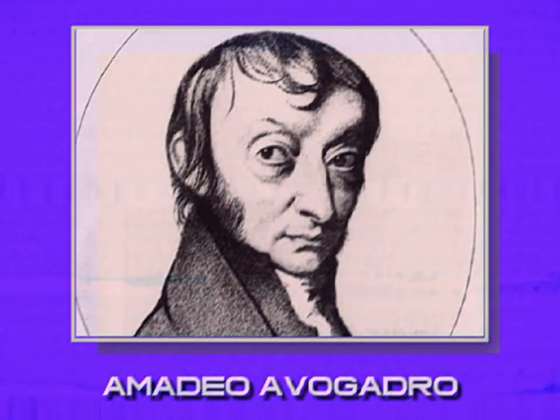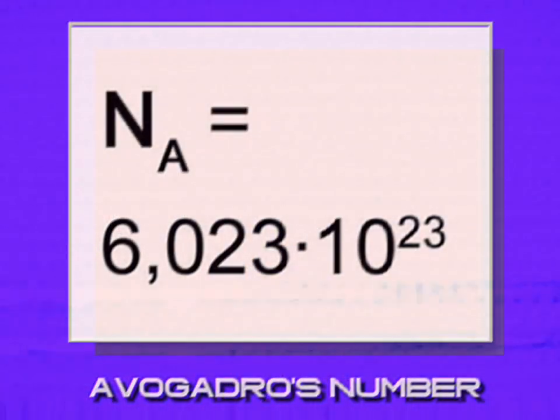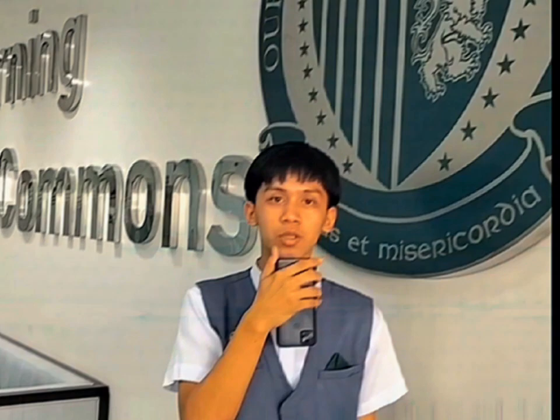Amedeo Avogadro was born on August 9, 1776, and he died on July 9, 1856. He was an Italian scientist known for his research on gas volume, pressure, and temperature. Contrary to the name, Amedeo Avogadro did not discover Avogadro's number. Jean-Baptiste Perrin gave the name Avogadro's number to the constant, which is equal to 6.022 times 10 raised to 23, in 1909.